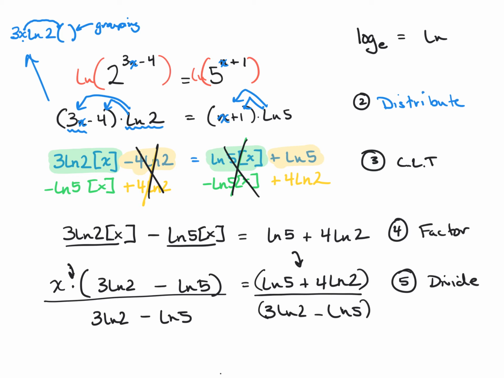The numerator is natural log of 5 plus 4 natural log of 2. That is one whole factor. And 3 natural log of 2 minus natural log of 5 is one whole factor. You have to reduce factors with other factors. You can't do partial factor with partial factor. It doesn't exist. So this final answer is x equals the natural log of 5 plus 4 natural log of 2 divided by 3 natural log of 2 minus natural log of 5.